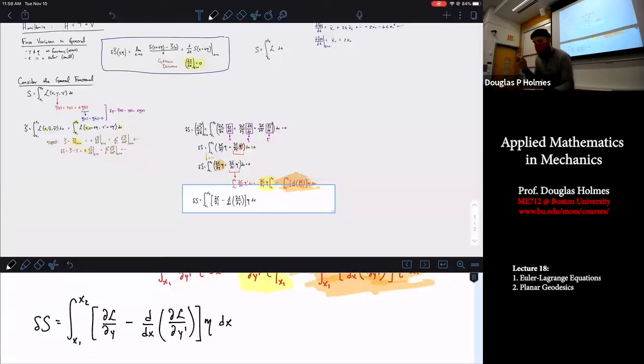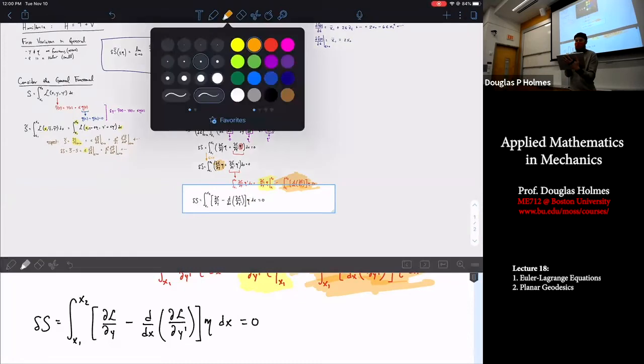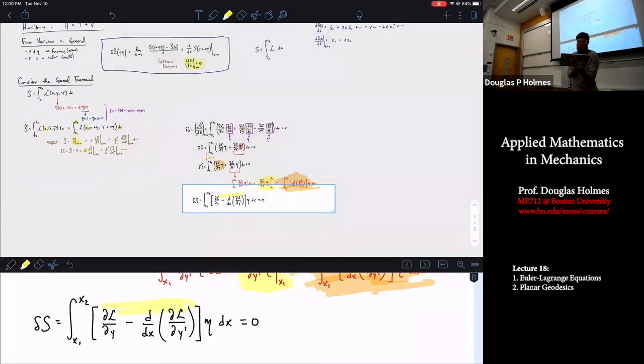dx. And the basic lemma of the calculus of variations is that since eta is arbitrary, the thing inside the square brackets has to vanish. If the integral of this quantity times something that's not 0 has to equal 0, why does it have to equal 0? Because the first variation has to be 0 for this to be an extremum of the problem. And if eta is not 0, then the only option is that this thing equals 0.